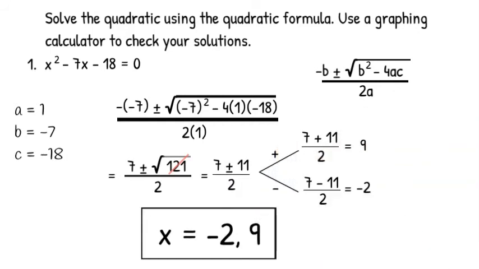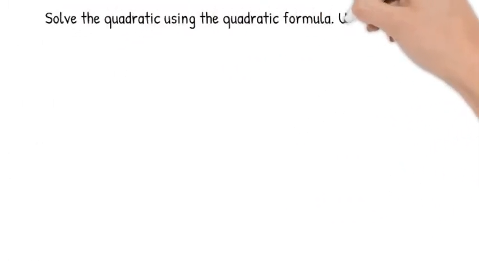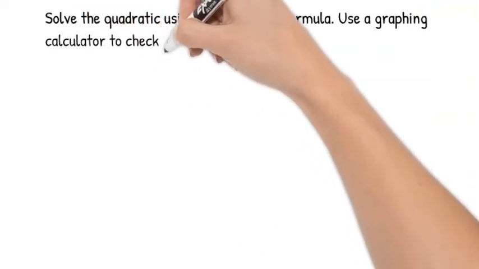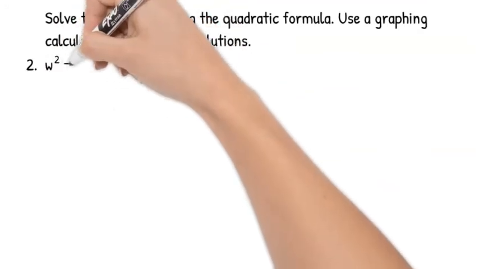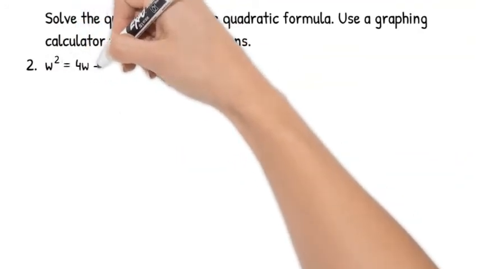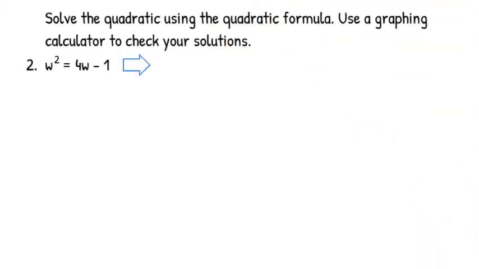Now you can check that on your calculator by plugging in your equation and graphing it, and that graph will cross the x-axis at negative 2 and positive 9. So let's try it again. This time, our equation is going to look slightly different. So for number 2, w squared equals 4w minus 1. It's not in standard form, so let's make it standard form.